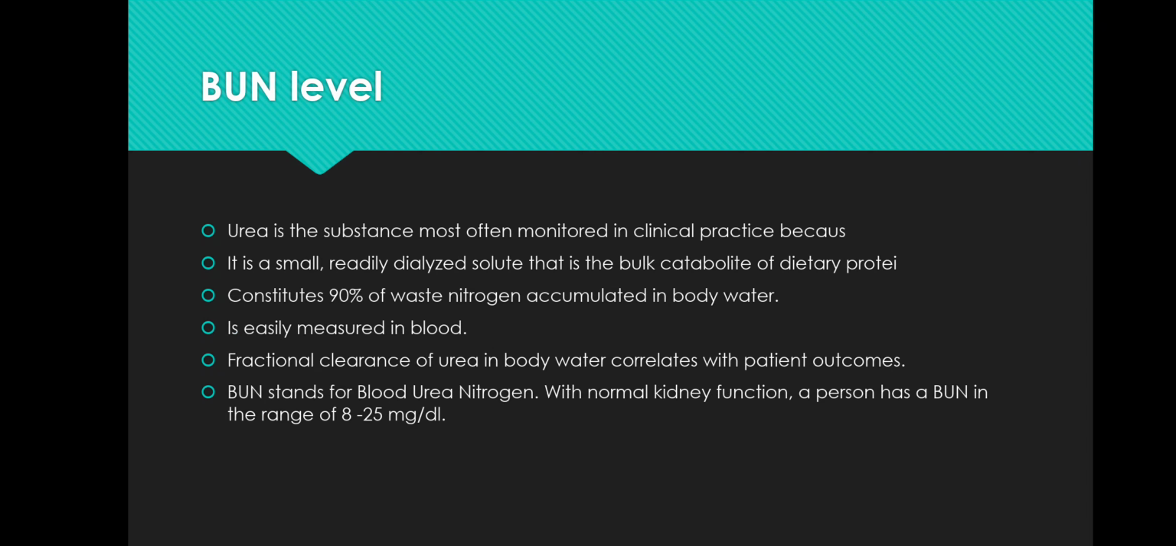Next, what is BUN level? The BUN level means blood urea nitrogen. Urea is the substance most often monitored in clinical practice because it is a small and readily dialysed solute that is a bulk catabolite of dietary protein. It constitutes 90% of waste nitrogen accumulated in the body water. It is easily measured in blood, and the fractional clearance of urea in blood was correlated with patient outcome. BUN stands for blood urea nitrogen. With normal kidney function, a person has a BUN in the range of 8 to 25 mg per dL.